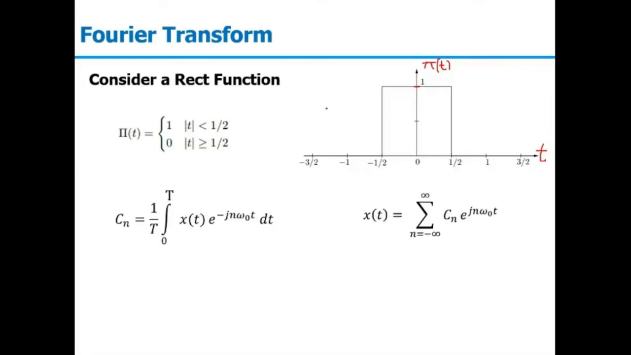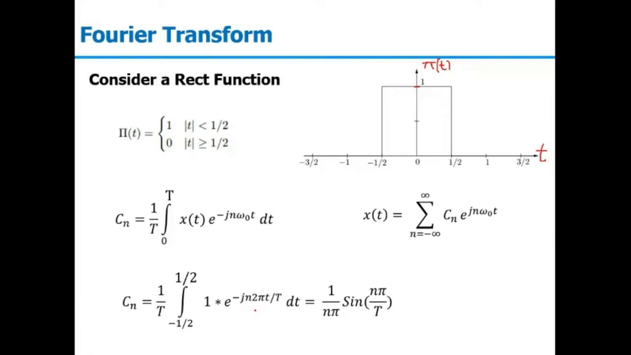We can compute the value of Cn. Cn will be 1 by T, considering the time period equal to T. Although this is a non-periodic signal, it's not repeating, we can consider it repeating for T equal to infinite. So I am considering this as a periodic signal with T equal to infinite, and then we are finding its value.